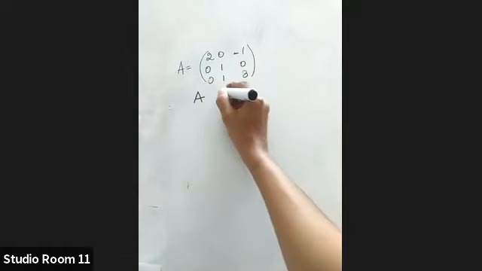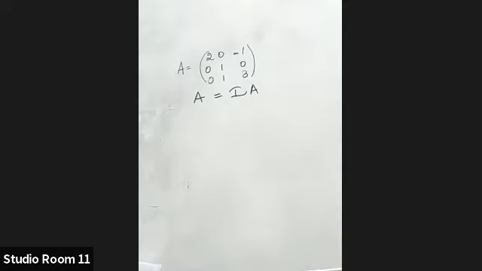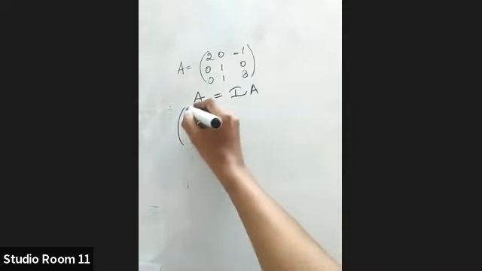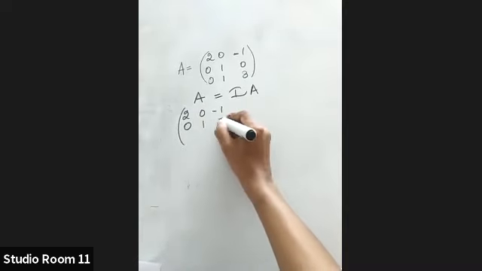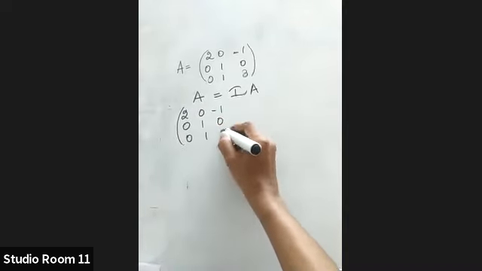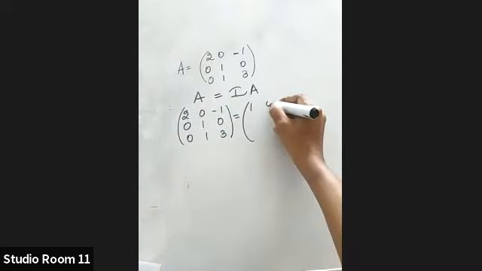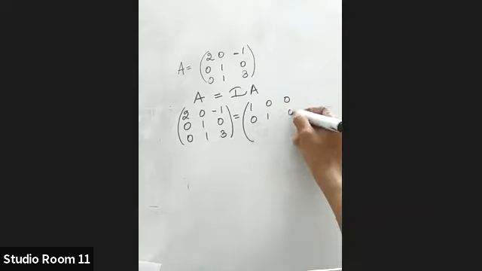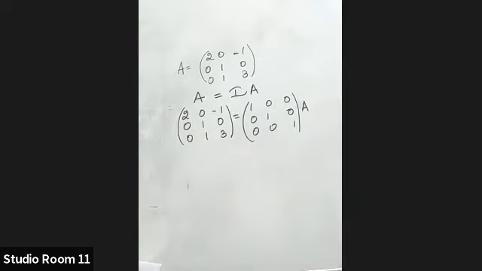A is equal to IA, isn't it? The first step is A equals IA. What is the matrix A? 2, 0, -1, 0, 1, 0, 0, 1, 3 is equal to I, 1, 0, 0, 0, 1, 0, 0, 0, 1, into A. Up to this, is it okay, children?